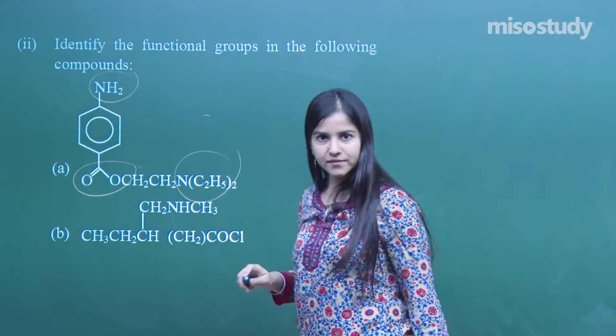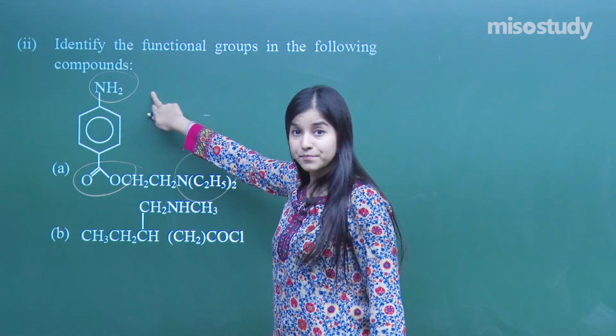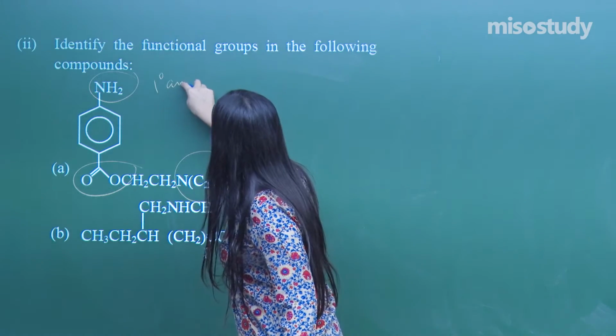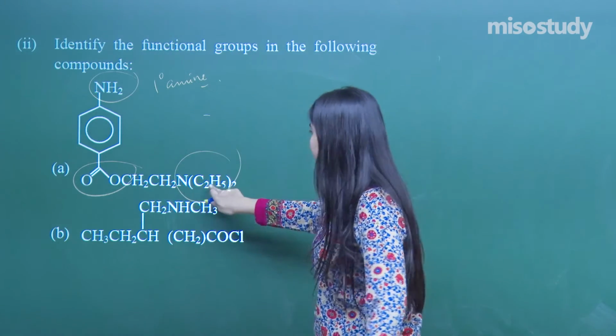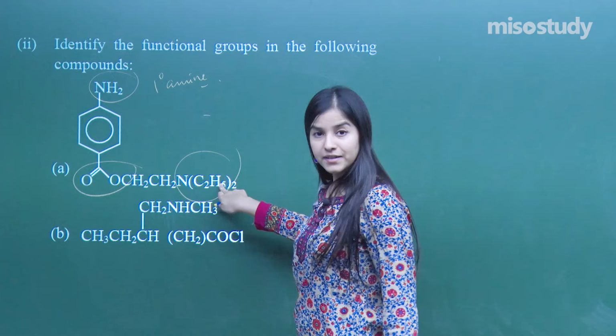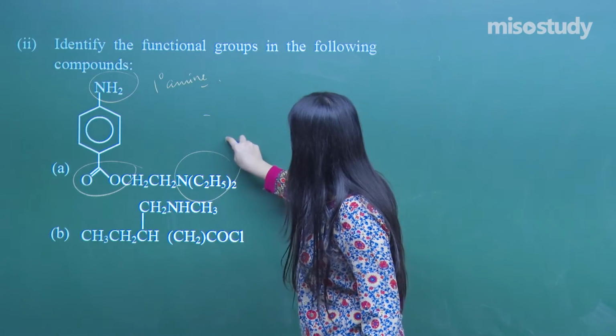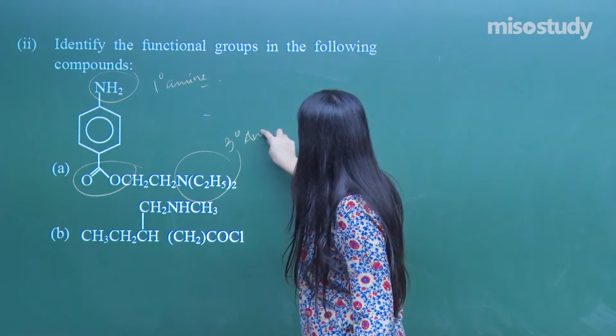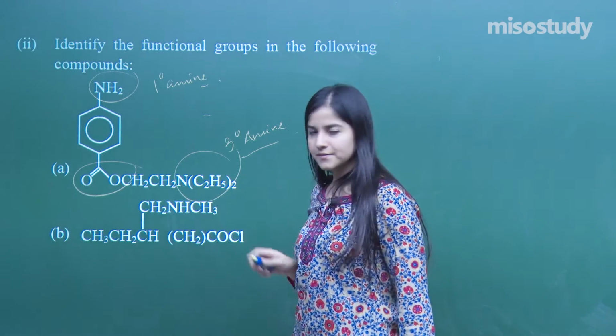This is what? Amine, right? And it is a primary amine. Here nitrogen is connected with 3 alkyl groups. So this is a tertiary amine. Yes? Are you able to do that?